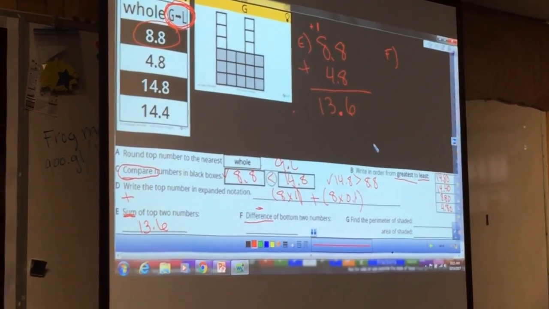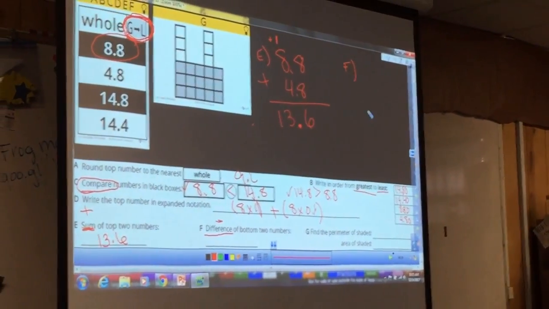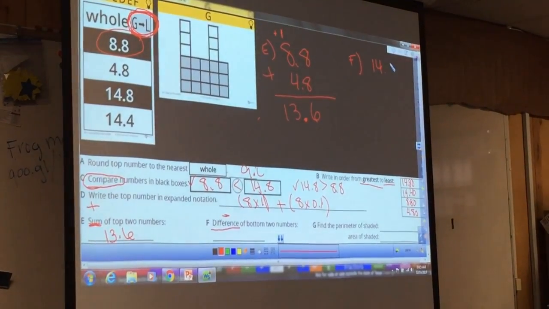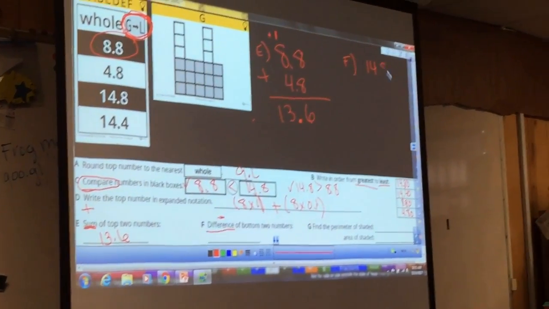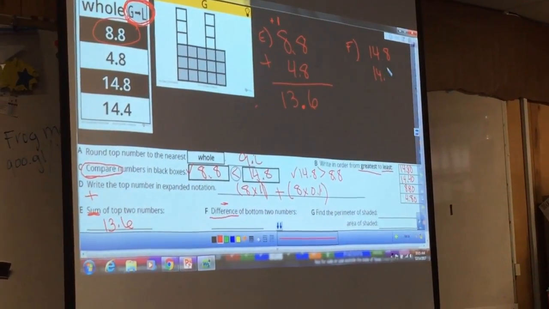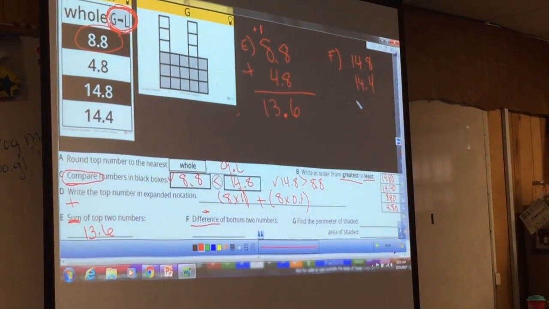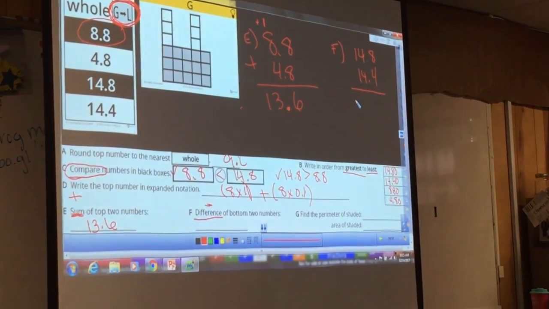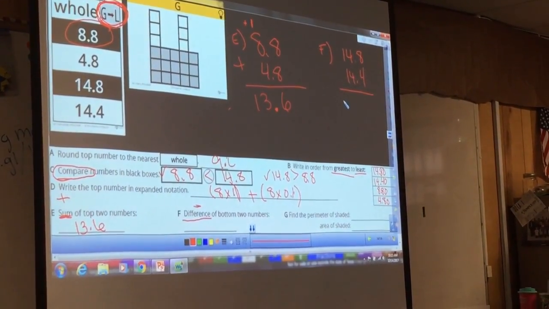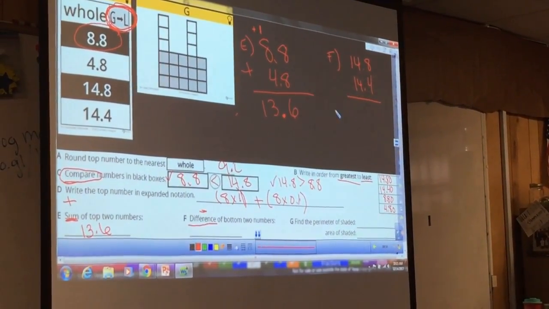Okay. So, what numbers am I finding the difference of, Anna? 14.8 and 14.4. Duncan, how do I have to line those numbers up? By the decimal. Okay? If I don't line them up by the decimal, is my answer going to be correct? No. So when you add or subtract, you have to line up those decimals.